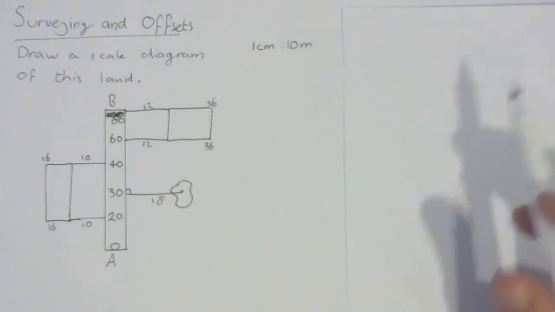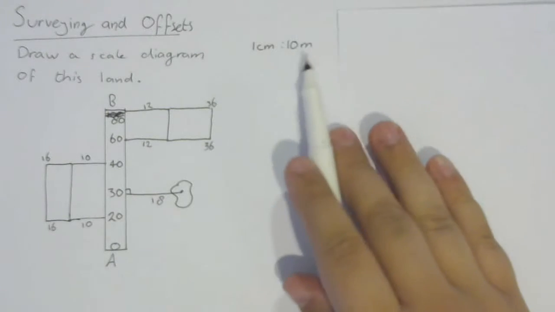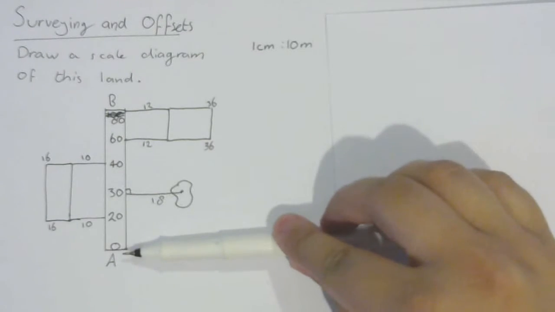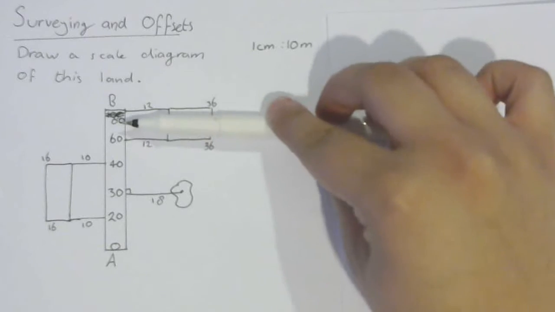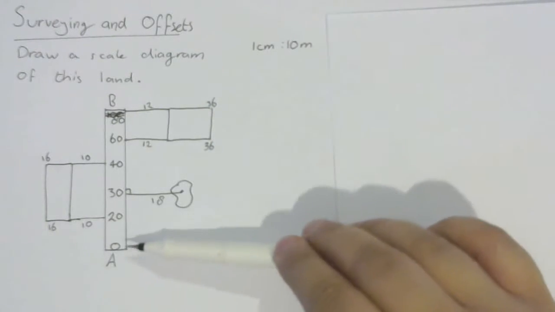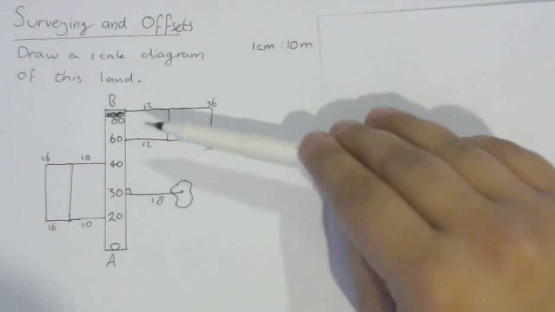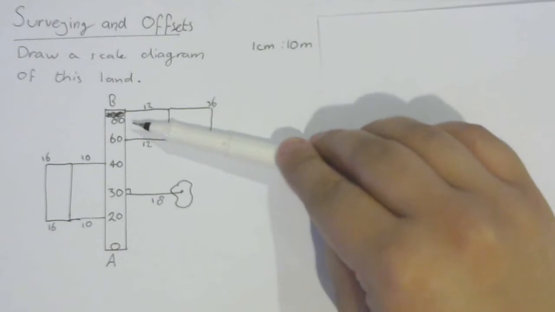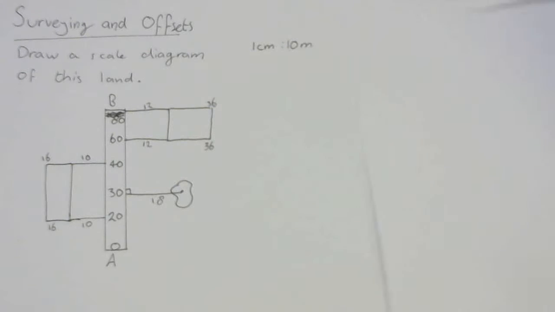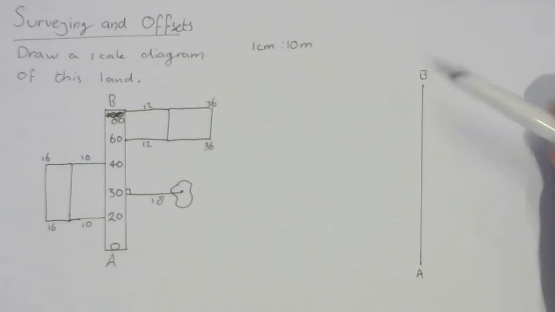Now, starting with our scale, the very first thing we're going to do is draw our main survey line. And we can see that our main survey line goes from 0 to 80. So I'm going to draw my main survey line to be 8 centimeters long. And I've already done that over here.